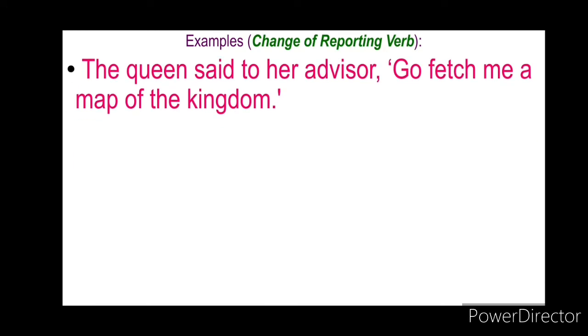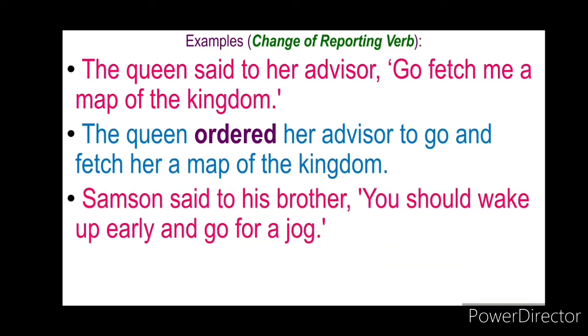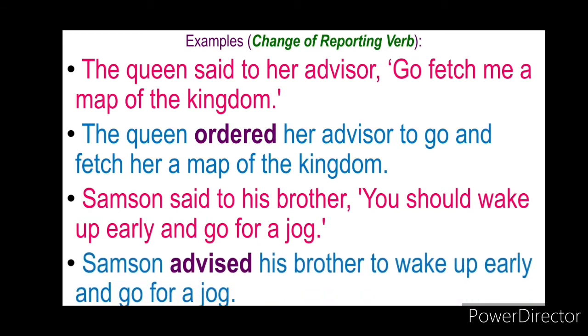Let's understand change of reporting verb with examples. The queen said to her advisor, "Go, fetch me a map of the kingdom." In indirect speech, it will be the queen ordered her advisor to go and fetch her a map of the kingdom. Another example, Samson said to his brother, "You should wake up early and go for a jog." Samson advised his brother to wake up early and go for a jog.